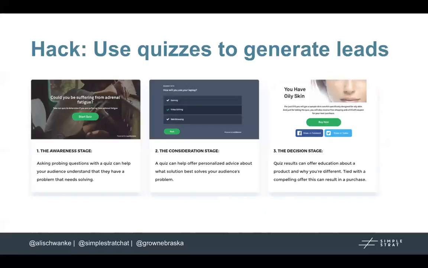The consideration stage is going to be that they now know that they want to use candles to increase their serenity within their home. And so they're trying to figure out what type of candle they need. Do they want a long burning candle or a short burning, or do they want candlesticks, or whatever that happens to be. And then the decision stage is, what kind should they buy?